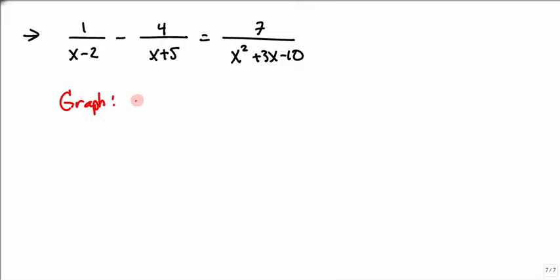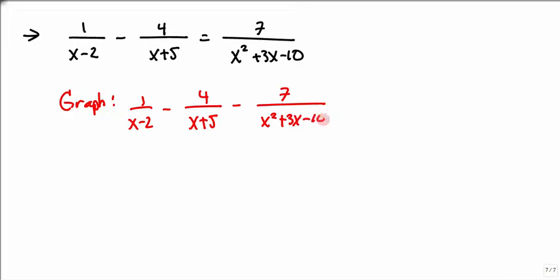When we graph something to begin with, it kind of gives us an idea of how many solutions we're looking for. So I need to get everything over to the left-hand side, set it equal to 0. So I'll be subtracting over the 7 over the x squared plus 3x minus 10. So this is equal to 0. So let's go ahead and graph this to begin with.